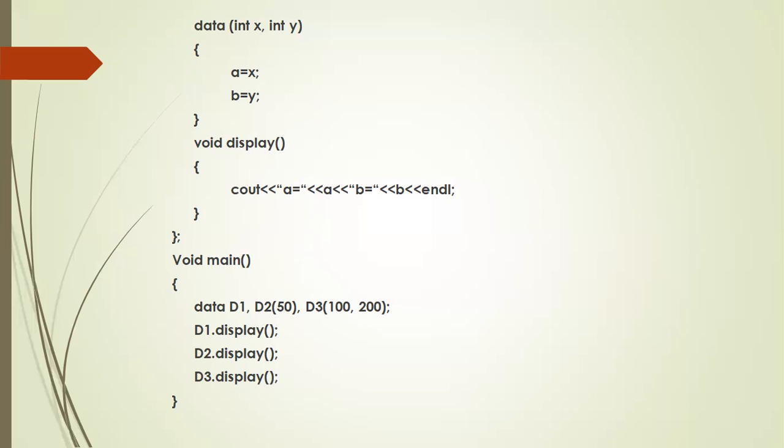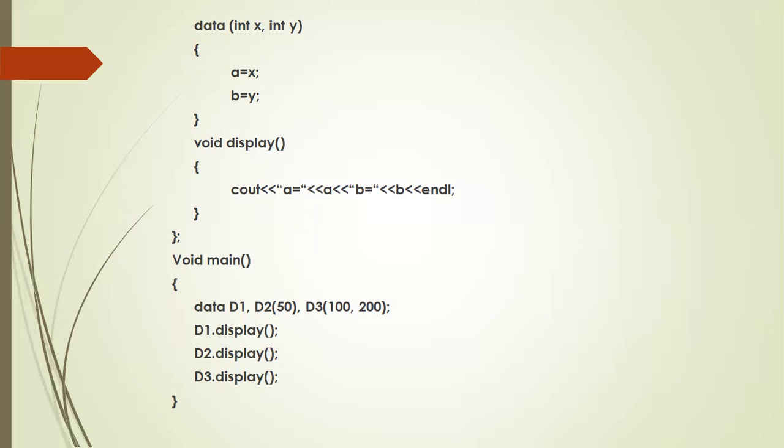So in this example, I am using three constructors: data without any argument, data with one argument int x, and data with two arguments int x comma y. The purpose of the first constructor is to give some initial value to the member data A and B. The purpose of the second constructor is to assign the value passed as a parameter to both the member data. The purpose of the third constructor is to assign the first parameter passed to the first data member and the second parameter passed to the second data member.